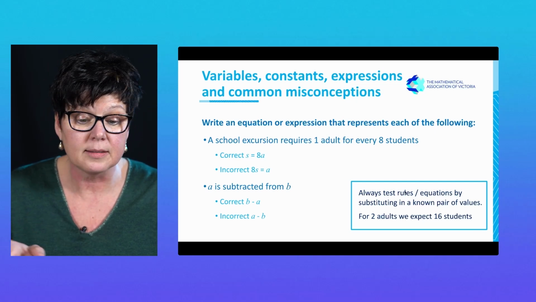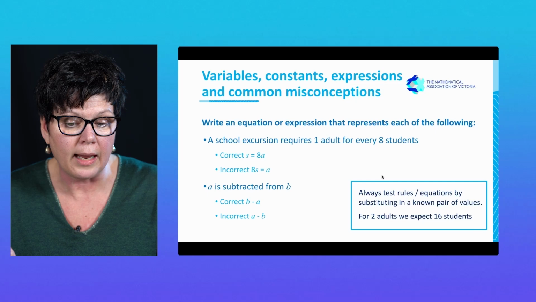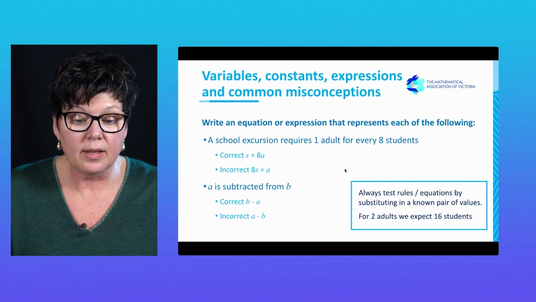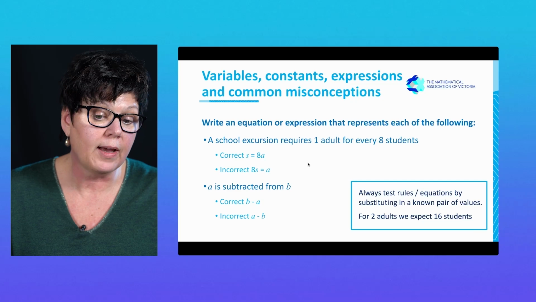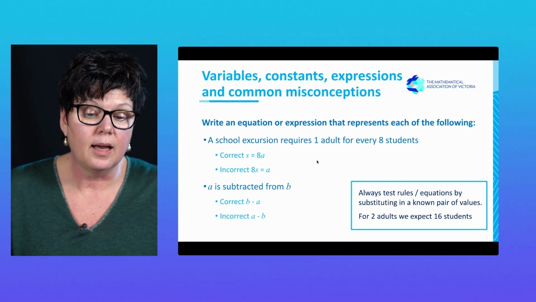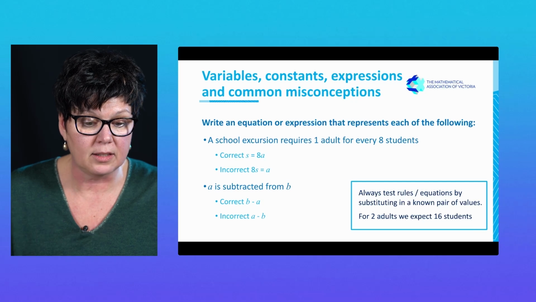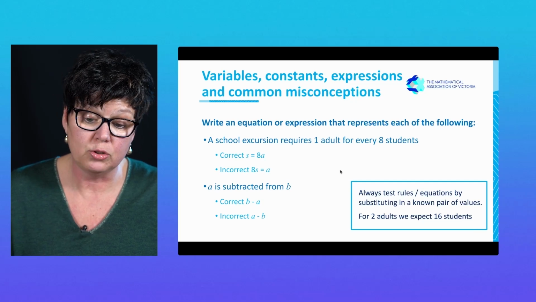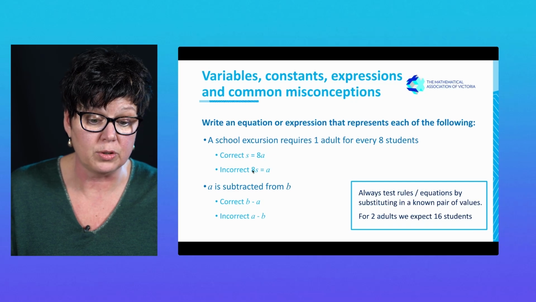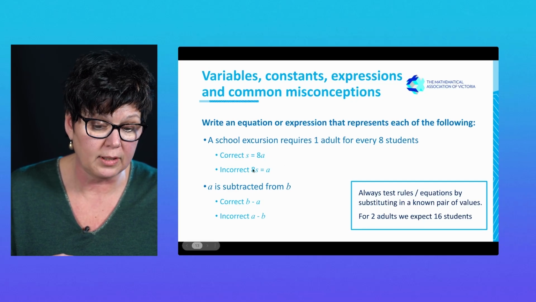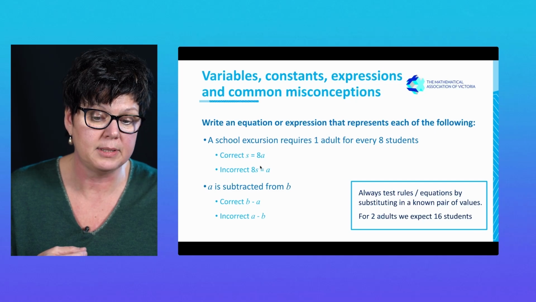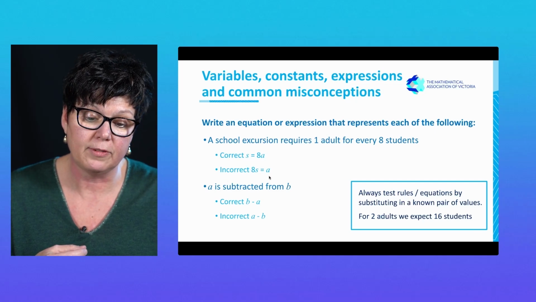So in this case, if I say, well, if I have 2 adults, I expect to have 16 students. So if I do substitute in 2 for adults and then I get 16, I can see I've validated this is the correct rule. Whereas if I substitute 2 adults and 16 for students, that is not going to give us a ratio of 1 to 8 because we'll end up with 8 times 16 students here on the left.